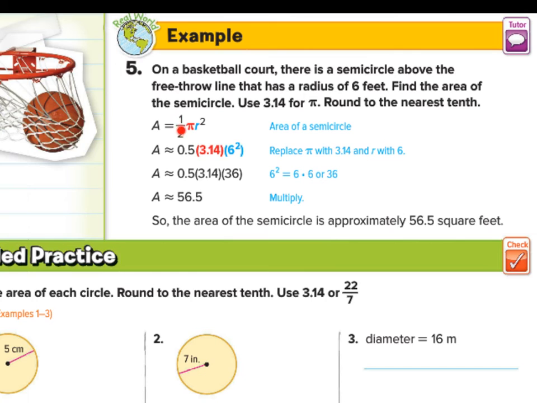We're only looking for half the area, so we're going to multiply the area that we get by multiplying the radius and the pi times a half. So you solve for that, okay? And there we have it, and it's 56.5. Actually, exactly the same as the previous question.